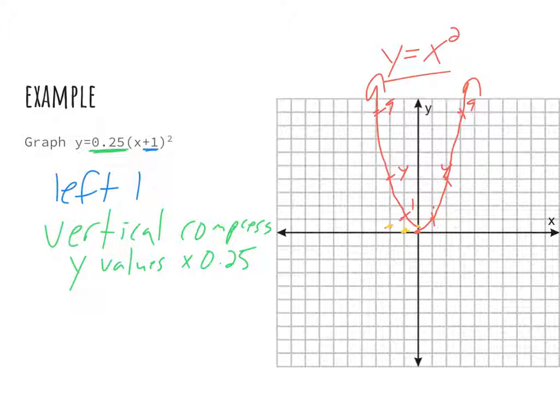4 divided by 4 is 1, so 4 times 0.25 is 1. 9 times 0.25, that's going to get us 2.25. So it'll be probably right in this vicinity right here. So this is going to be our new graph. You see how it kind of compresses it vertically. It makes it a lot wider than the original.